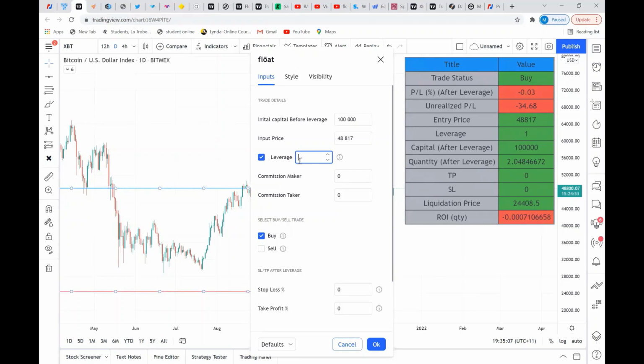Now, this is the leverage section. If you're trading the stock market or if you're spot buying, you will turn the leverage off and you will just have it on 1 to 1. But for the sake of this demonstration, we're going to be in a 5x leverage trade.